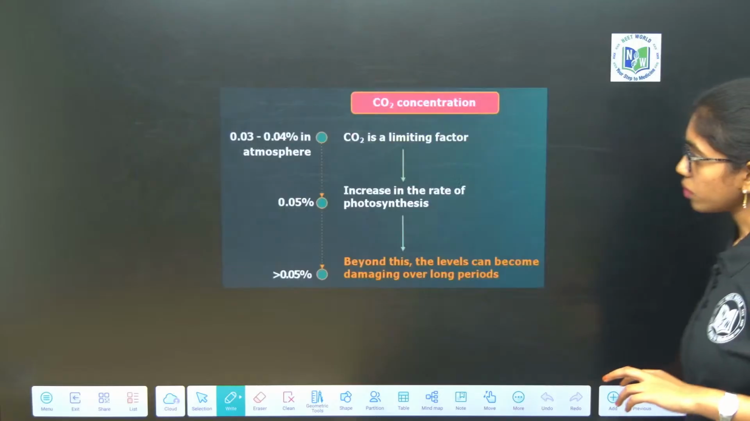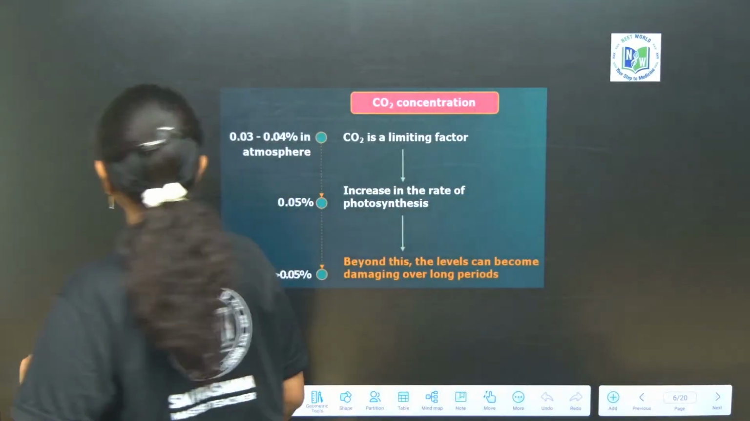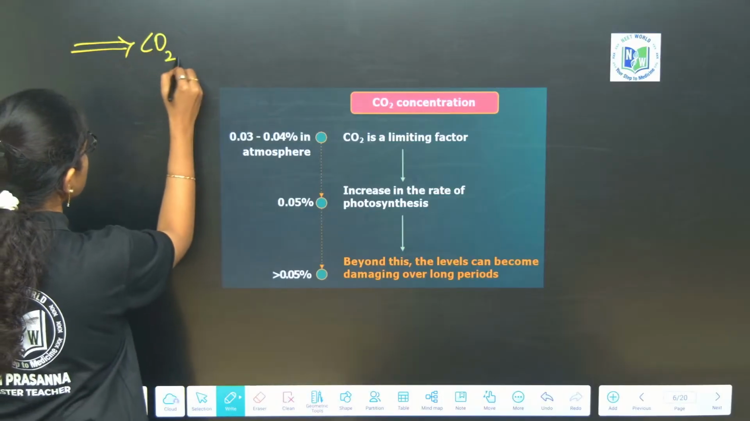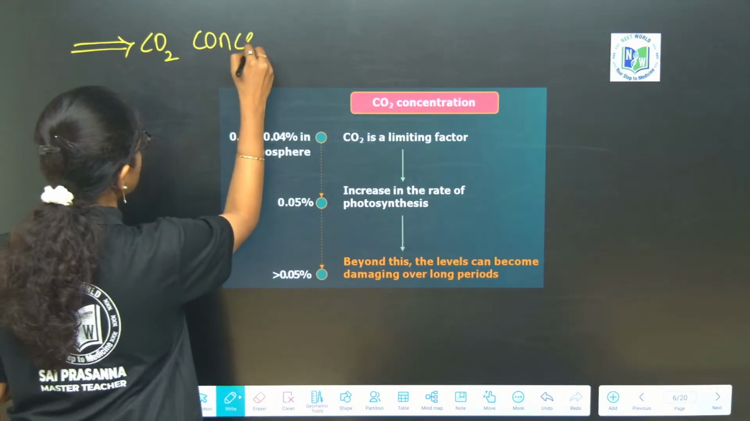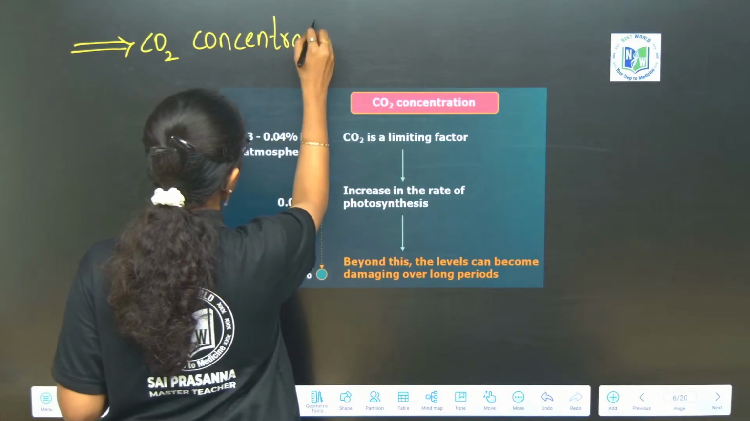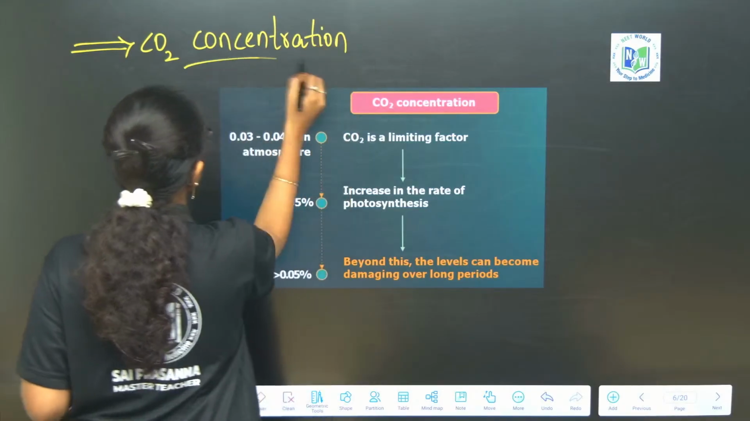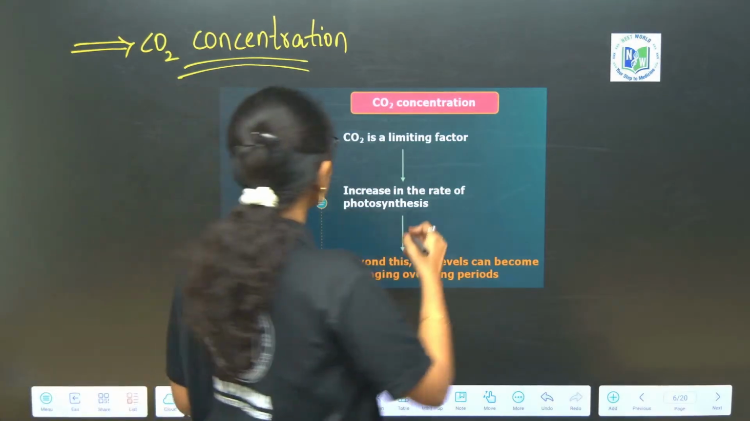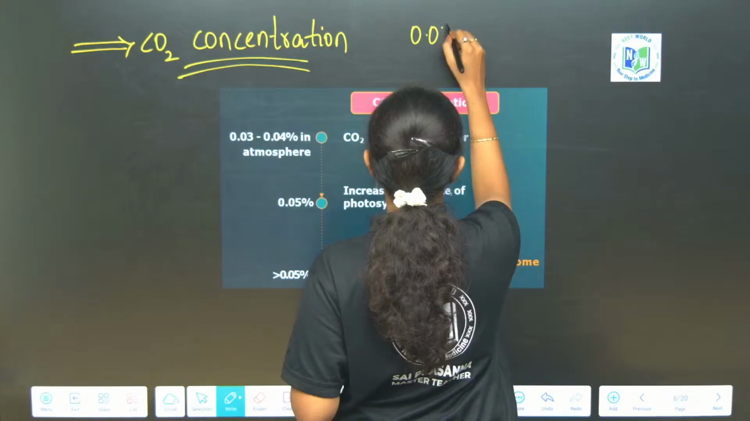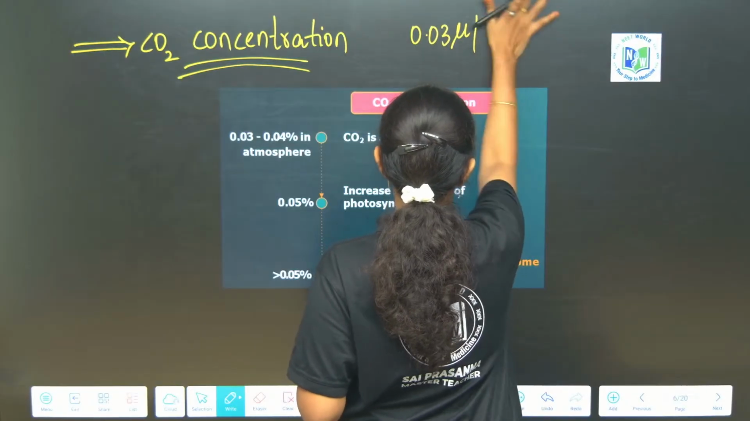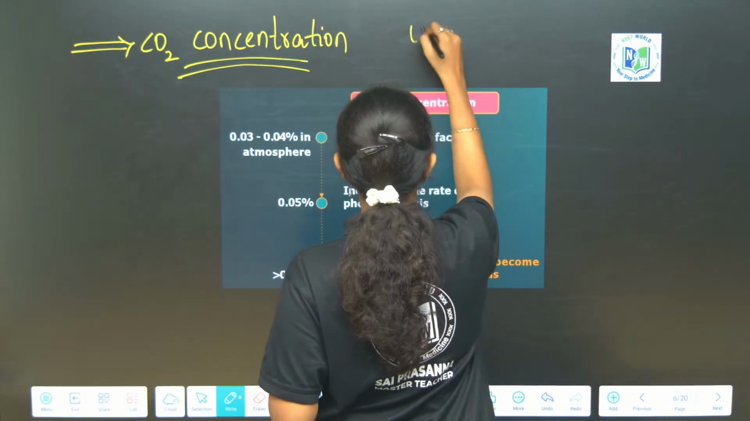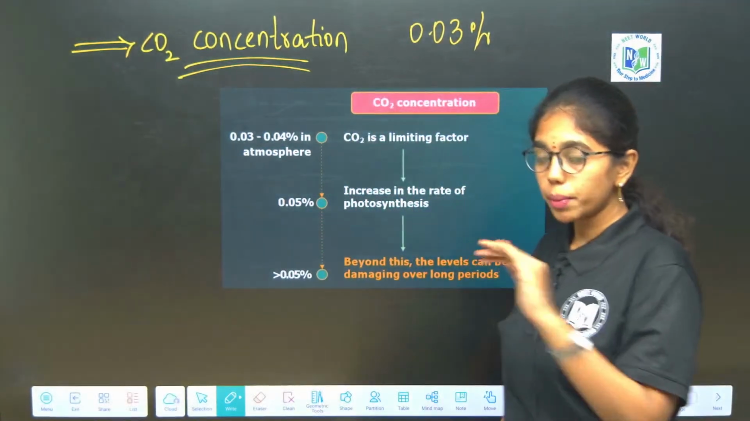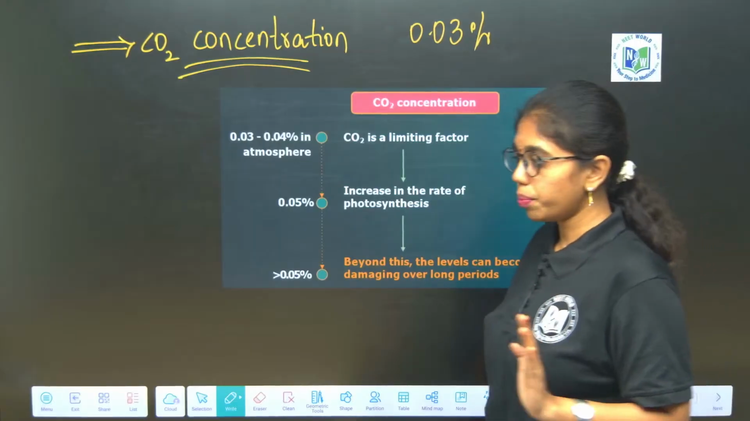Next is carbon dioxide concentration affecting the process of photosynthesis. What is the optimal range of carbon dioxide concentration? That is 0.03 microliters per liter, or you can say 0.03% as a whole. So carbon dioxide optimum concentration will be 0.03%.